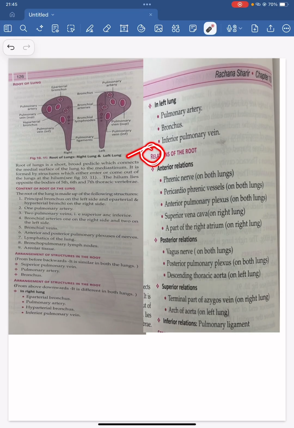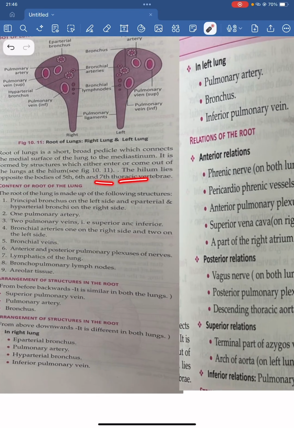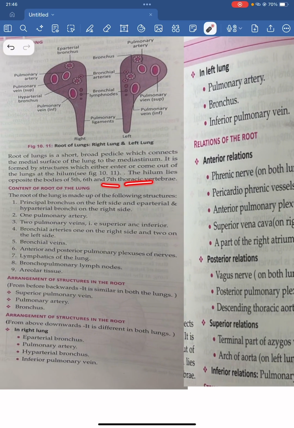In the exam they can ask for 5 marks: explain the root of the lungs. So what is the root of the lung? The root of the lung is a short broad pedicle which connects the medial surface of the lung and the mediastinum. It is formed by structures which either enter or come out of the lungs at the hilum. Exactly at the hilum, these are the structures which enter or exit. This much you should understand. The hilum lies opposite the bodies of the fifth, sixth and seventh thoracic vertebrae. So mainly focus on this content of the root of the lung.